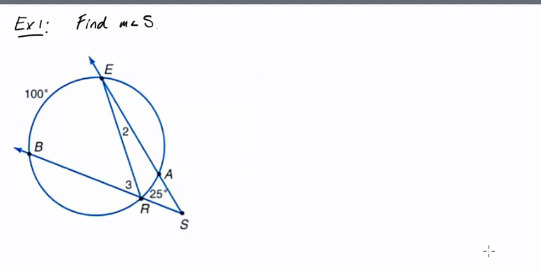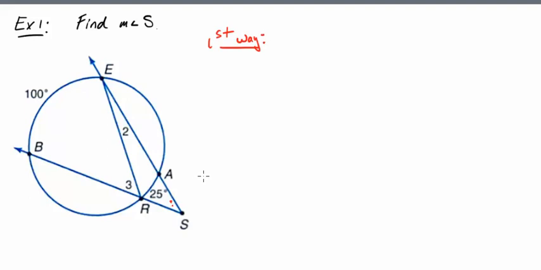So example 1 says find the measure of angle S. So given this diagram, here we can see that arc BE is equal to 100 degrees. And this is a little confusing, but this is arc AR that is equal to 25 degrees. So what we're trying to do is to find angle S, right in here. That's supposed to be a little question mark. So let's do this the first way. Actually, a couple different ways of doing this.